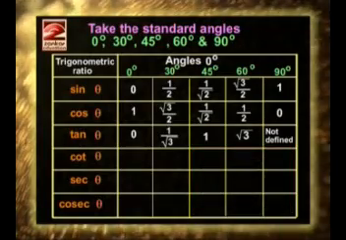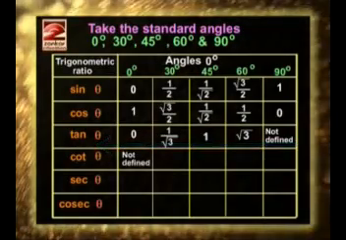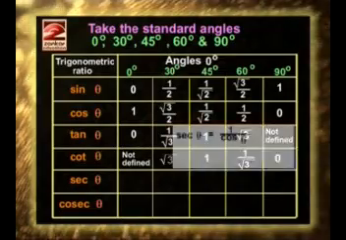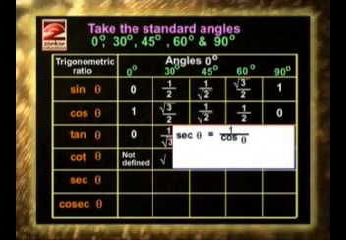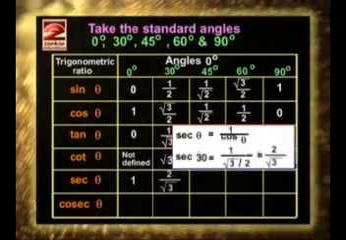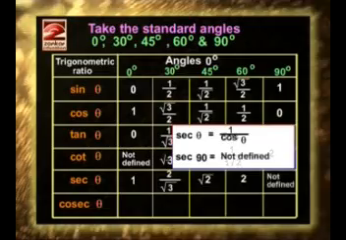Then cot theta means we have to come reverse. So first not defined, then root 3, then 1, 1 upon root 3 and 0. Then sec theta. Sec theta means 1 upon cos theta. So sec of 0 is 1 upon 1, that is 1. Sec 30 is 2 upon root 3. Sec 45 is root 2. Sec 60 is 2. And sec 90 is not defined.